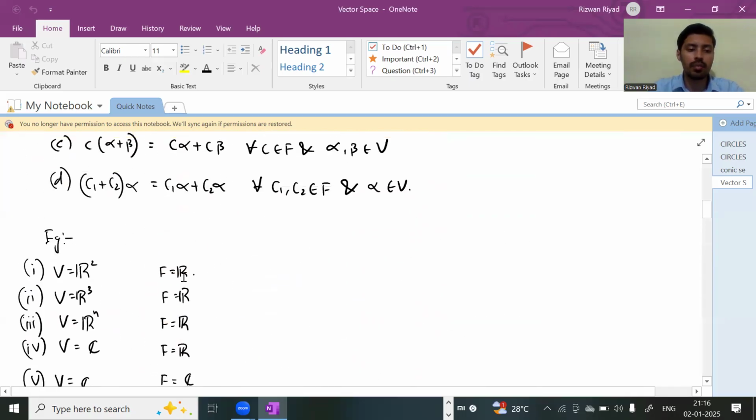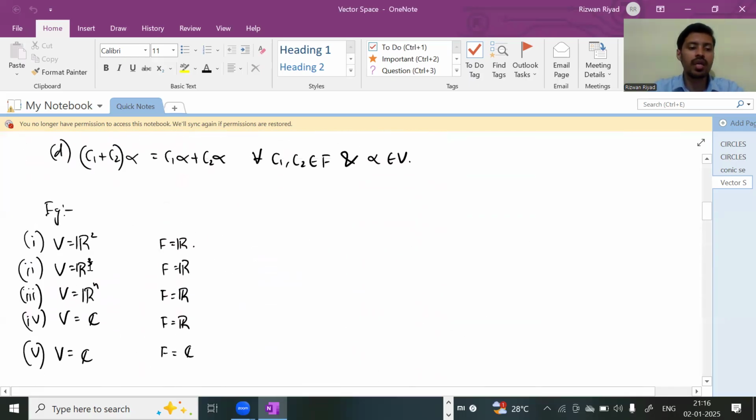So this is the first example, and you can see many more examples. You can take V as R cube, R cross R cross R, the set of triplets, and again you can take F as R. That also will satisfy all the axioms of vector space. So R cube is a vector space over the field R.